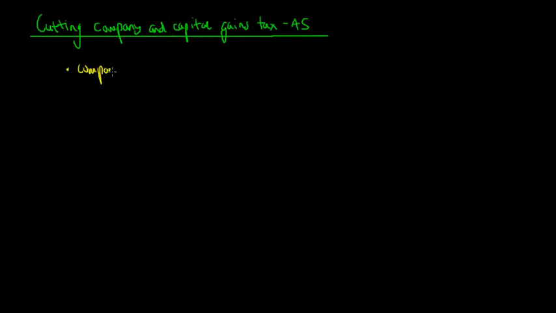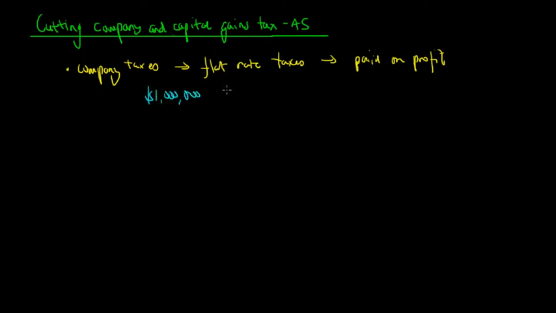So company taxes are flat rate taxes, and they are paid on profit. For example, if a firm makes $1 million worth of profit, and at the moment the company tax is around 30%, then they would have to pay $300,000 to the government in tax. If a firm makes $10 million in profit, they still pay 30%. So it's not like a progressive income tax system where as your profit increases, you have to pay a higher rate of tax. It doesn't work that way. It is a flat tax.